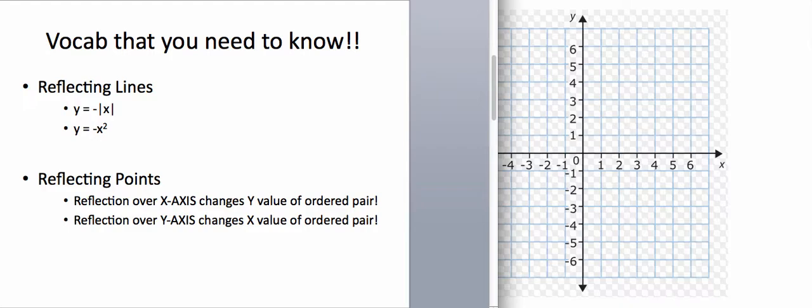When we reflect graphs, reflect lines and parabolas and so forth, essentially all it does is, to show that we're reflecting it, we put a negative sign in front of our absolute value or a negative sign in front of our x squared. Then we'll talk about reflecting points, what it means to reflect over the x-axis and what it means to reflect over the y-axis and so forth.